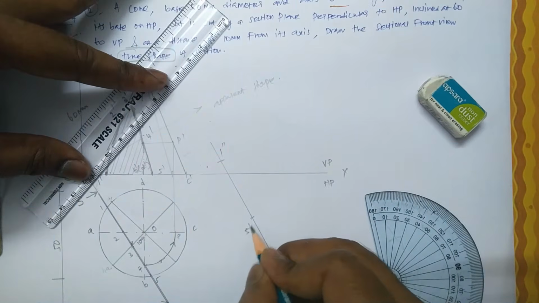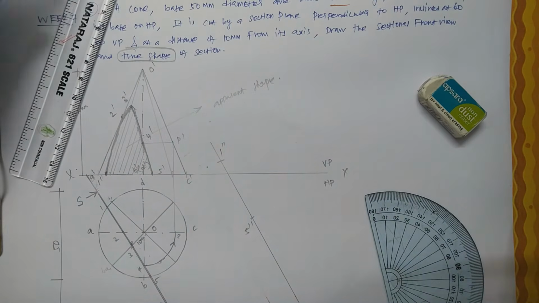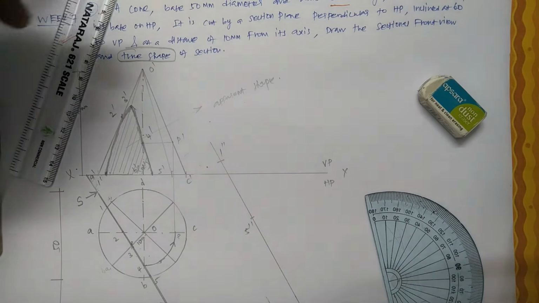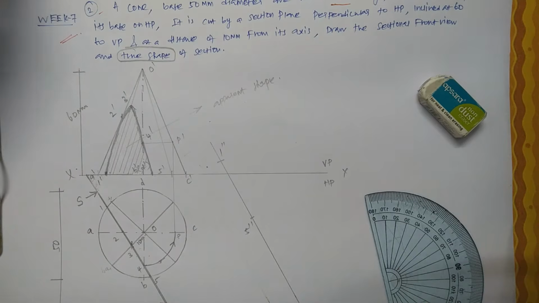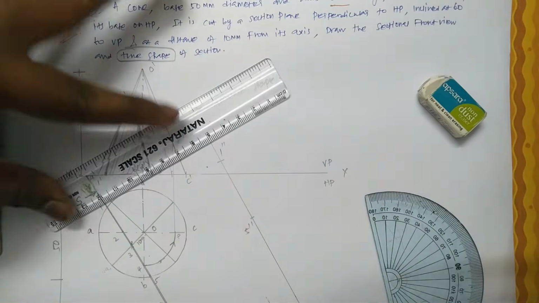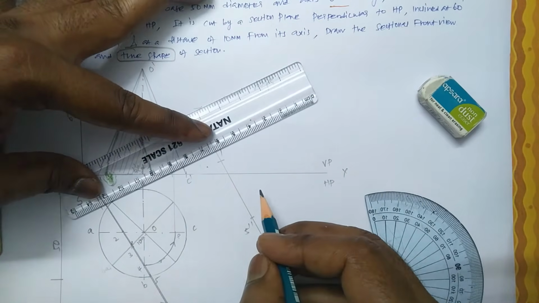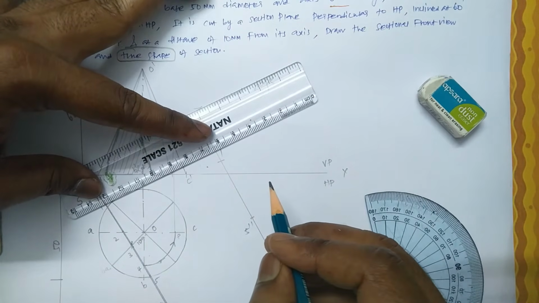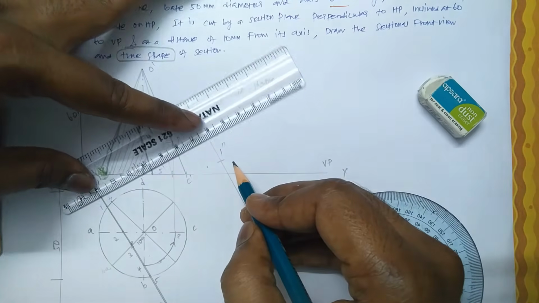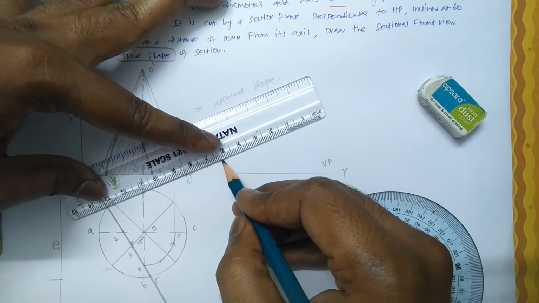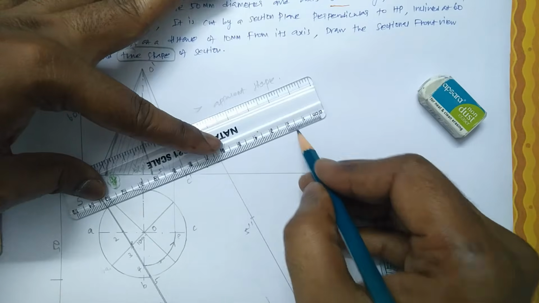This is 5 double dash. Okay, 1 double dash and 5 double dash. So now we have marked 2 points, 1 and 5. We need to mark 2, 3, 4. So 2, for my convenience I am making some parallel lines.